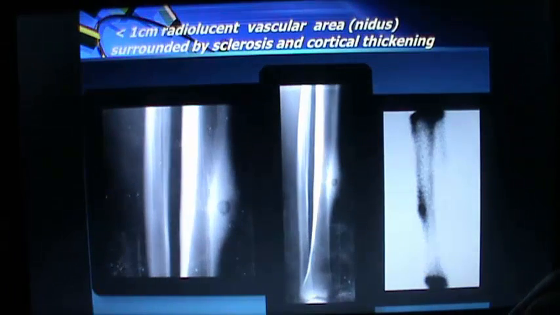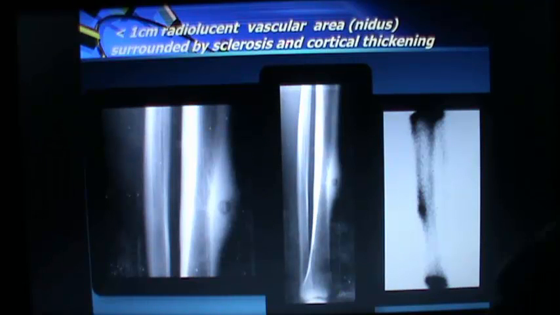Here we have an osteoid osteoma with much periosteal reaction. Of course, if there is chronic osteomyelitis, it can give a similar appearance, but you should be aware of the hypodense nidus within. This one is a 1 centimeter lucent vascular area, the nidus, surrounded with intense sclerosis and cortical thickening. Of course, the isotope study can show it. Clinically, the patient complains of pain at night, which is relieved by aspirin.